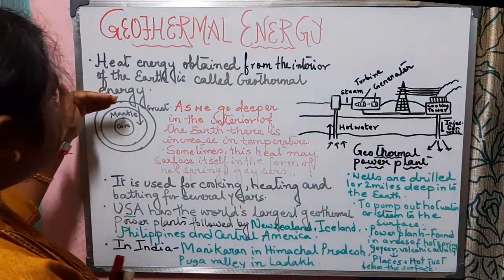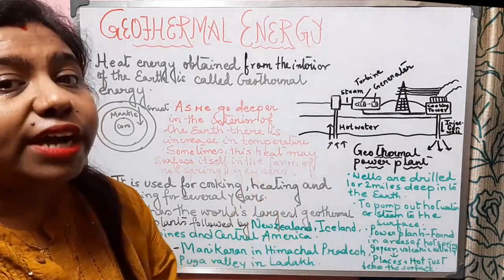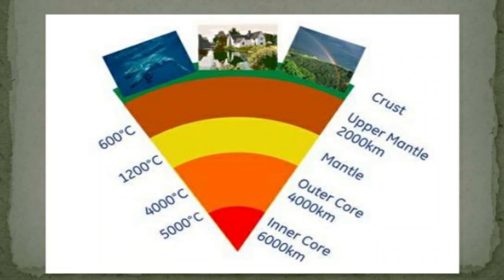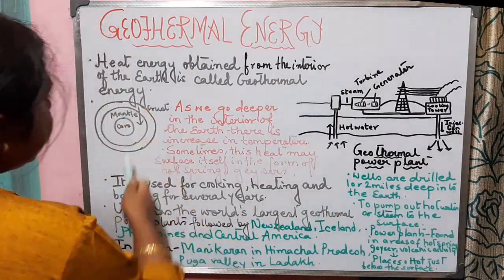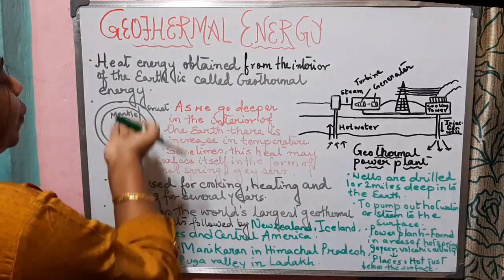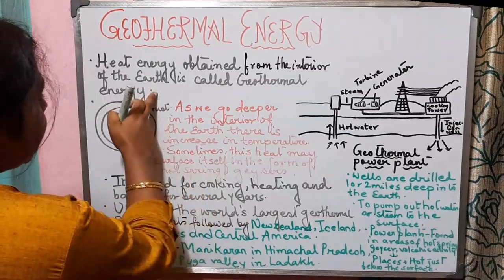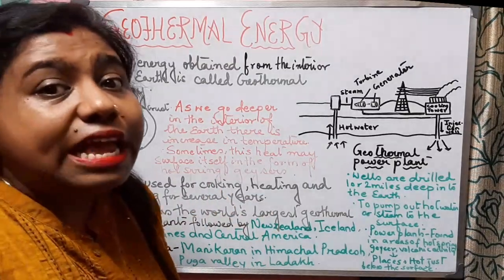We know that our earth is divided into three layers. If we talk about the structure of the earth, the first layer is the crust, which is the thinnest layer. The second layer is the mantle, where we get the semi-molten material, the lava. And the third layer is the core, which is mainly formed of iron. So, as we go deeper into the interior of the earth, what happens? The temperature rises. As we move from the crust towards the mantle and core, the temperature keeps increasing.